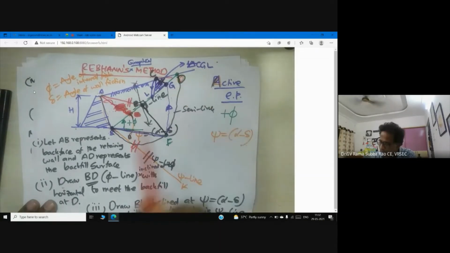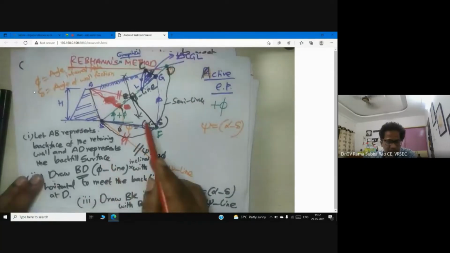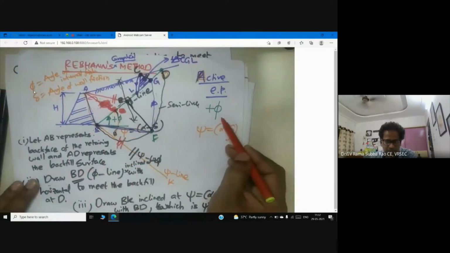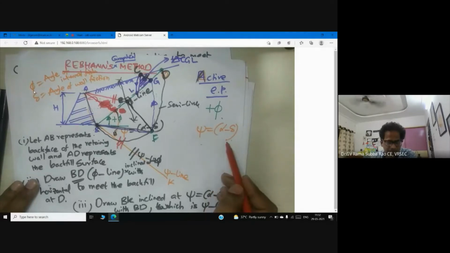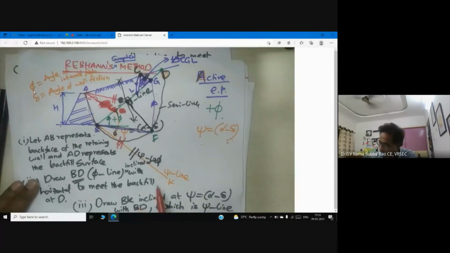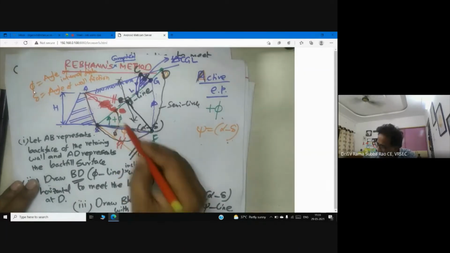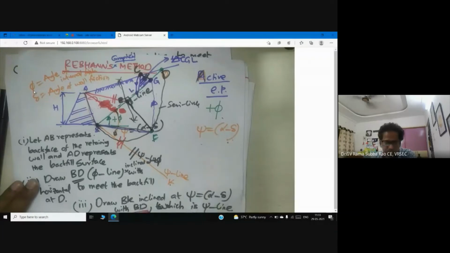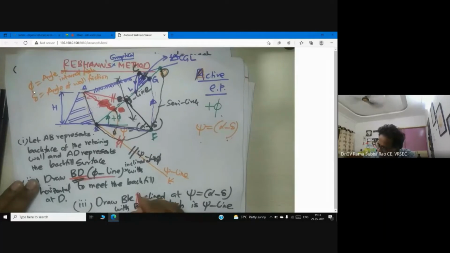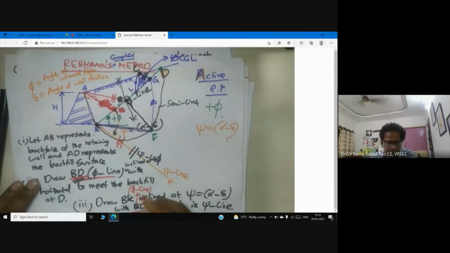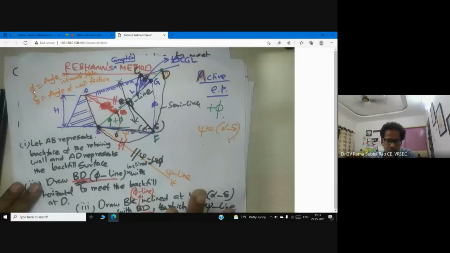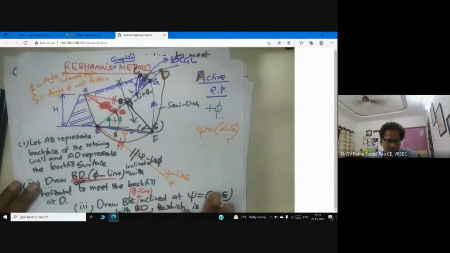Now, once we draw the phi line, in the active case we have to draw the psi line with alpha minus delta. Now draw the psi line that I would like to call BK. BK is the psi line, which makes an angle alpha minus delta with BD. BD means phi line, don't mistake. This is the basic information we need before starting the method.